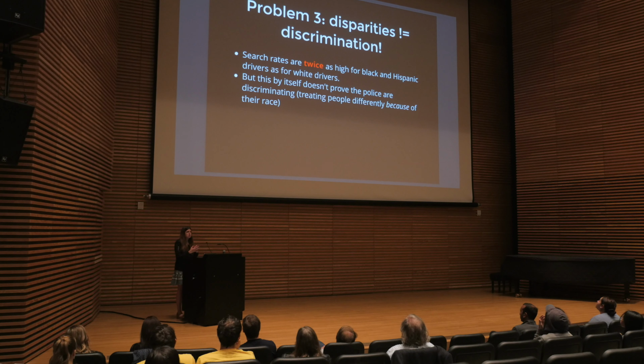A solution is to look not just at the search rate, but at the rate at which those searches actually find something. Intuitively, if that hit rate is very different between groups, if, for example, it's 90% for white drivers but only 10% for black drivers, that suggests that the police are searching black drivers on the basis of less evidence. So when you do this analysis, you do indeed find that hit rates are somewhat lower for minority drivers, suggesting discrimination.